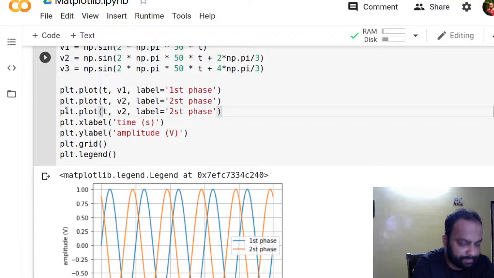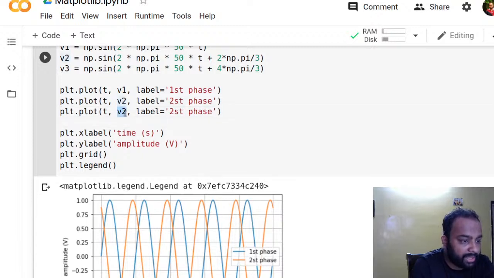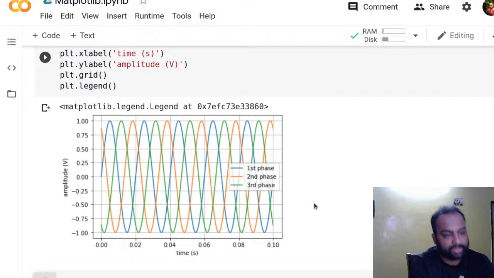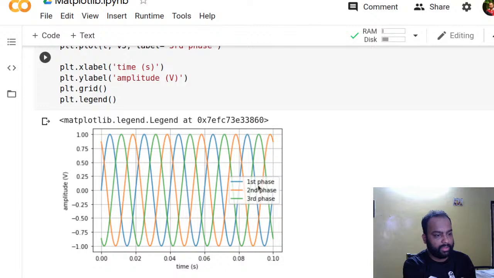And if I plot the next one, I can say this one, so this will be the second. All right, so V3 is the third phase. So now we have these three phases, and this is called a legend. Plot legend, right?